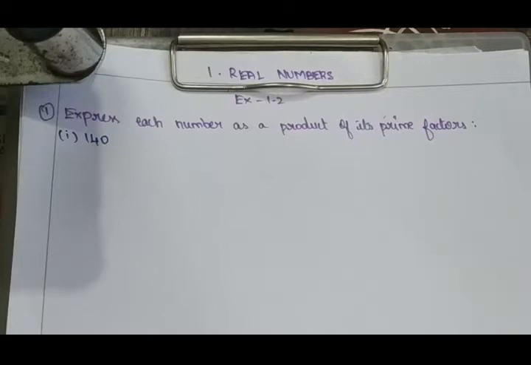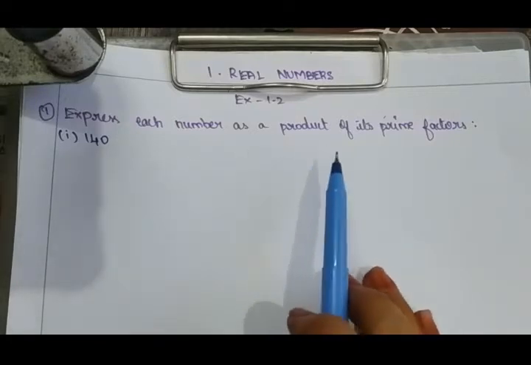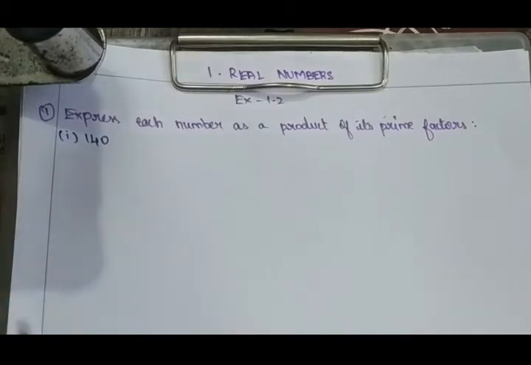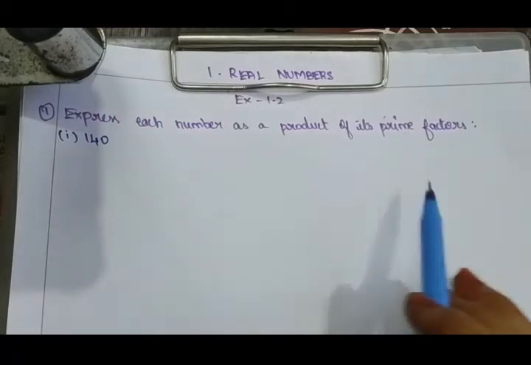Hi friends, today we are going to see chapter 1 real numbers exercise 1.2 first sum. Express each number as a product of its prime factors. The first subdivision is 140. So we can find the prime factors using factor tree method.